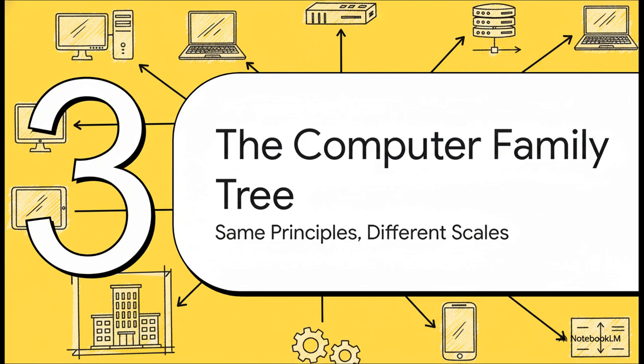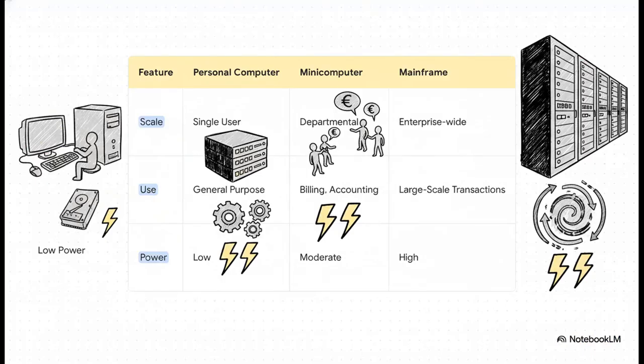So we've covered the core principles, the architecture, the organization, the functional units. But how does this stuff apply in the real world? Let's zoom back out and take a look at the computer family tree. Here, you can really see how these ideas scale up. You've got your personal computer, designed for just one person doing general stuff. Then there are minicomputers, which were bigger and could handle the work for a whole department, like running the billing system. And at the very top, you have the mainframe, an absolute beast for an entire company, processing huge numbers of transactions. The amazing thing is they all have the same basic functional units, but the scale, power, and of course the cost are worlds apart.